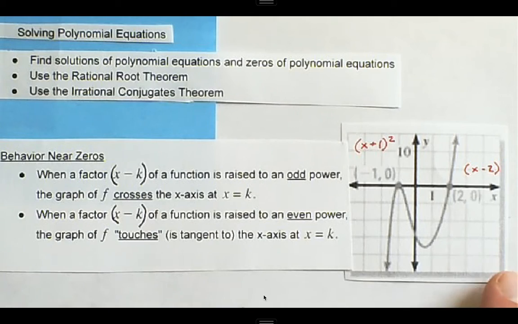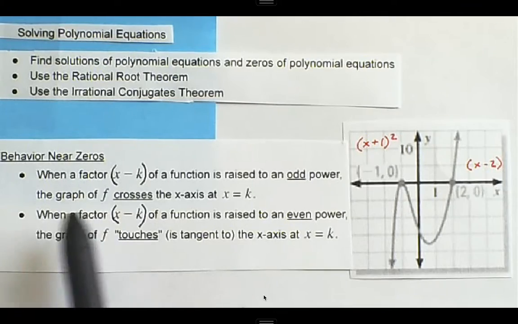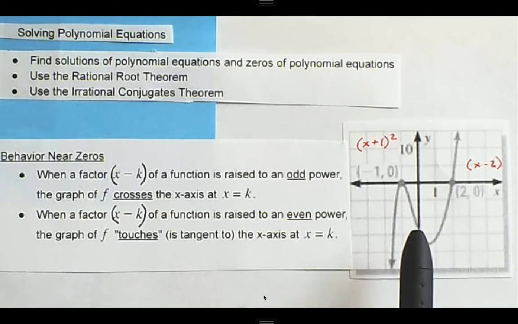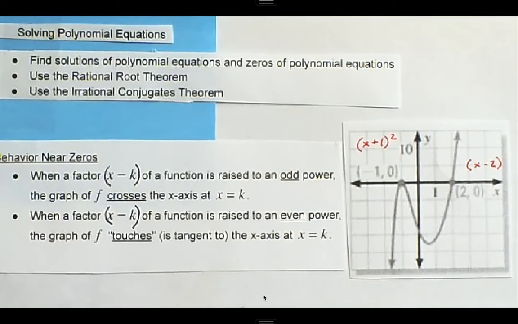We're talking about solving polynomial equations, and we're talking about factoring. So we want to think about what we should expect when we come up with our factored form of the polynomial. And so we're talking about our behaviors near the zeros.